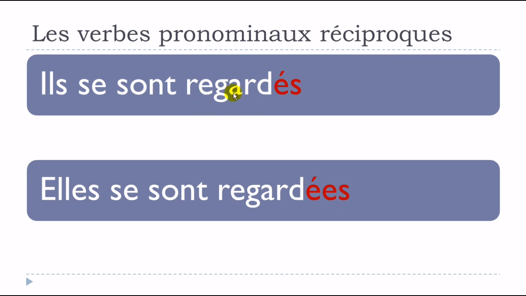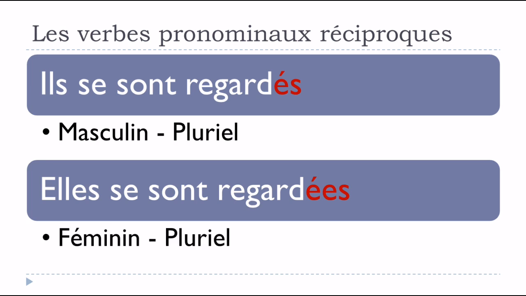Remember that we don't pronounce them, so you will get phonetically regarder and then here the same form regarder. So you don't pronounce anything after your e, but still you should write them if you want to write correctly. So masculin pluriel and then féminin pluriel.